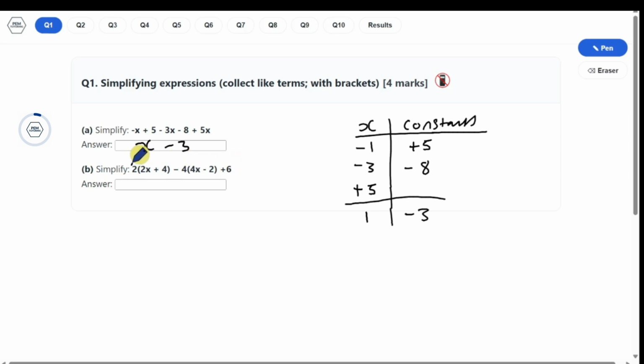So we have 2 times 2x, and then we are doing 2 times 4. And then here we're doing minus 4 times 4x, and minus 4 times minus 2. And then we're adding 6 to that result.